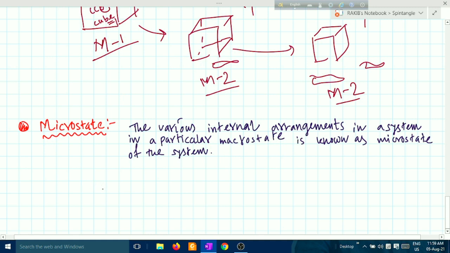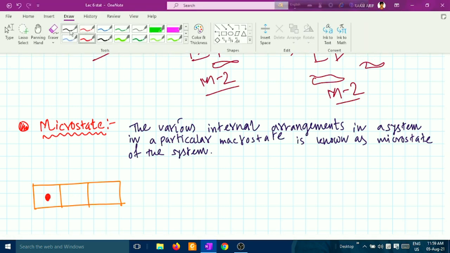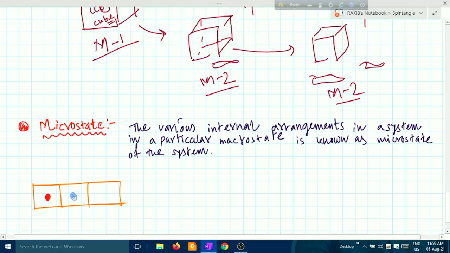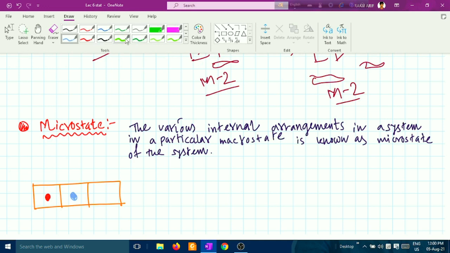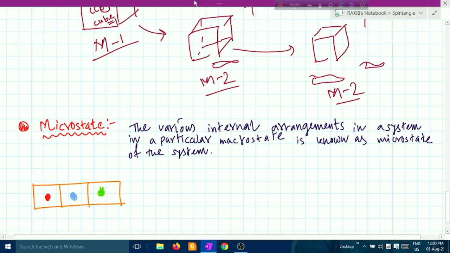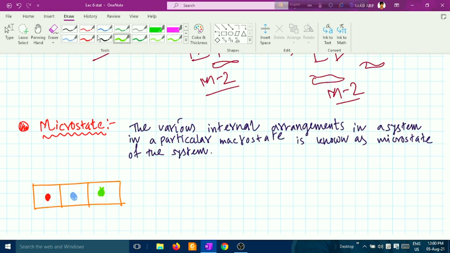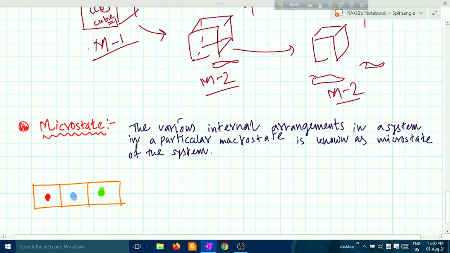Let me take an example. Say a box carries three particles. The red particle is here, the blue particle is here, say the sky particle, and the green particle is here. This is a macrostate. A microstate always remains inside the macrostate.